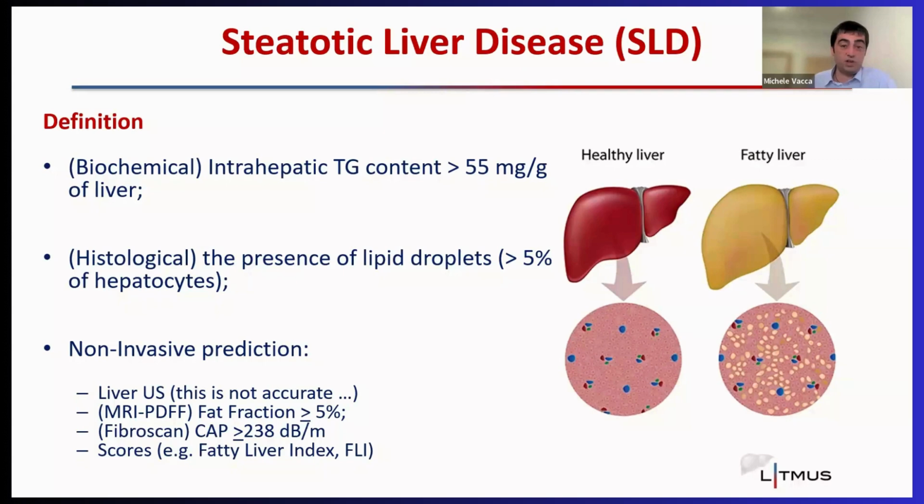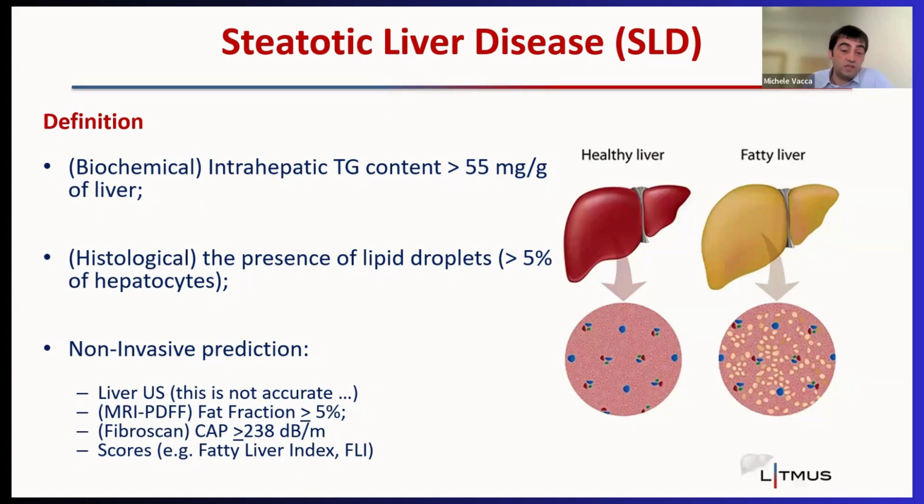So let's start from the definition of steatotic liver disease. I will not invest too much time in this because I'm pretty sure that you are confident with this information. In our labs, we use a biochemical definition, which is the intrahepatic triglyceride content. You basically do a simple Folch extraction, and then you weigh the lipid mass, and if triglycerides are more than 55 milligrams per gram of liver, you define steatotic liver disease. In clinic, we use a histological definition, such as the presence of lipid droplets in more than 5% of the hepatocytes.